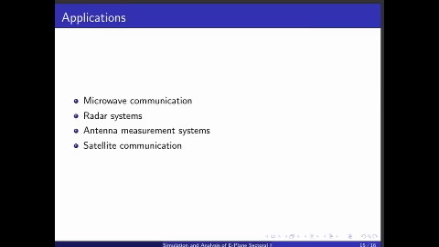Now, what are the applications we can have for the E-plane horn antenna? They are mainly used in microwave communication links, radar systems, satellite communication, antenna measurement setups, and as feed antennas for parabolic reflectors. Their simple structure and high gain make them very useful in practical systems.